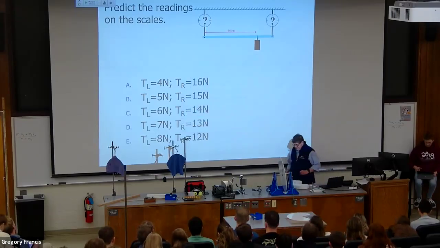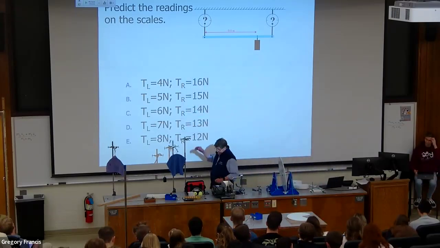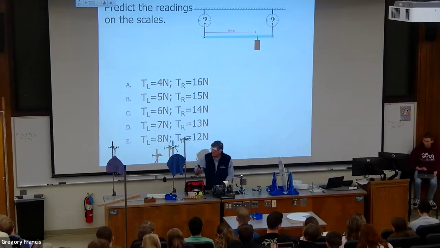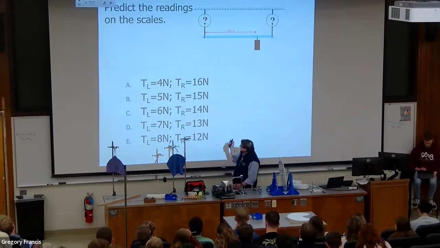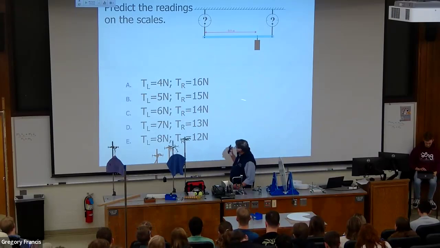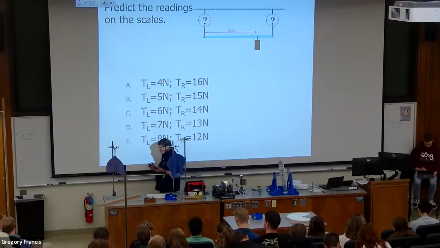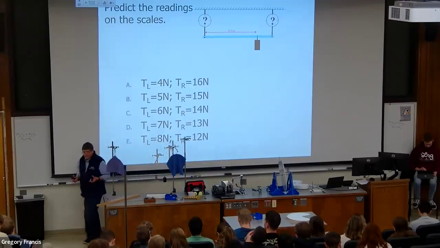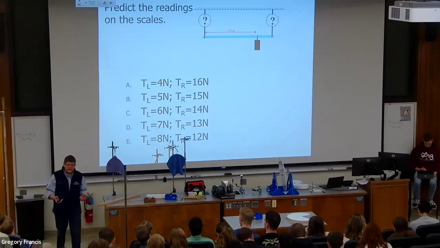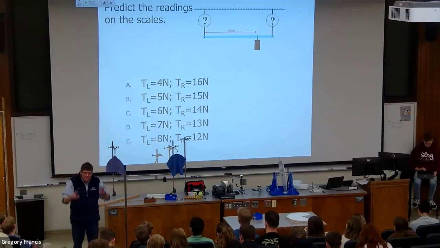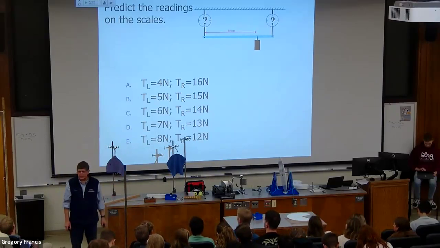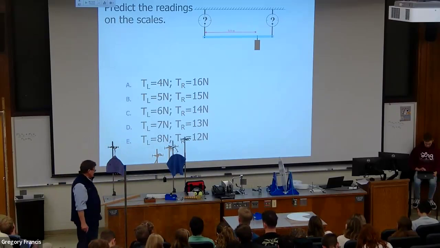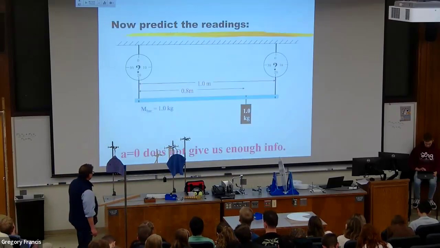Now, you'll notice that all of these options add up to 20. 4 and 16, 20, 5 and 15, 20, 6 and 14, 20, 7 and 13, 20, 8 and 12, 20. The old rules still apply. The center of mass of this system is not accelerating, so all the force up has to balance all the force down. I've got a total force down of 20 newtons. They have to be together pulling with 20 newtons, okay? But let's see if we can figure out which one it is.